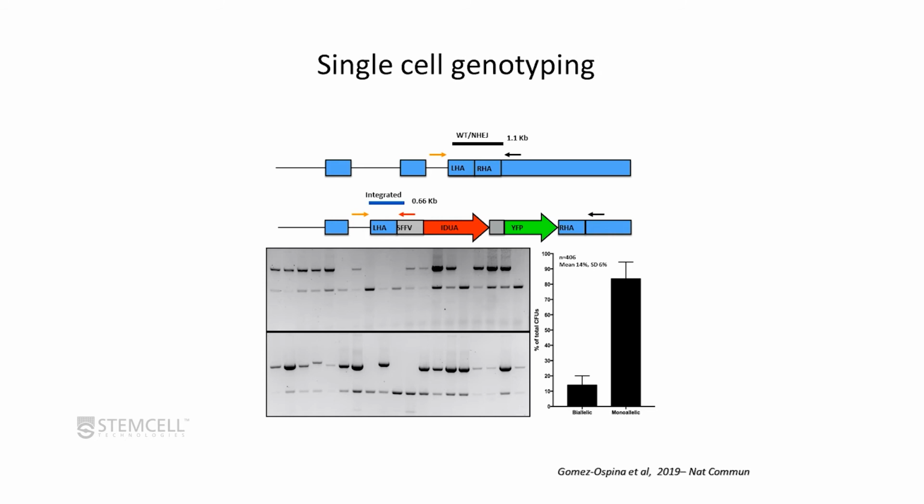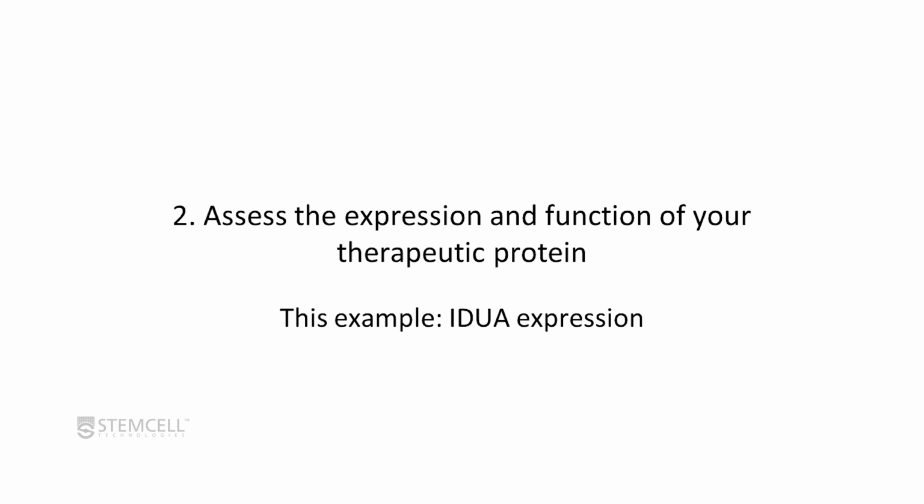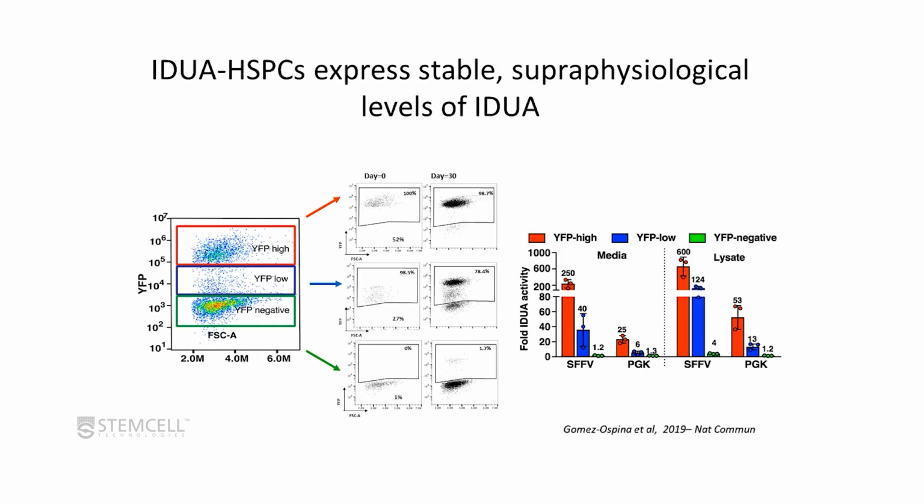So let's talk about how to check for expression of the therapeutic protein. In this particular example, we're looking for expression of a lysosomal enzyme. Here you can see that when you look at the cells, you have some cells that have, based on reporter expression, YFP high, low, or negative. We are assuming that the YFP high cells are the ones that have the integrated cassette, and we can demonstrate that by showing that these cells, kept in culture for a really long time, will always express that reporter and the enzyme because this cassette is integrated in the DNA.